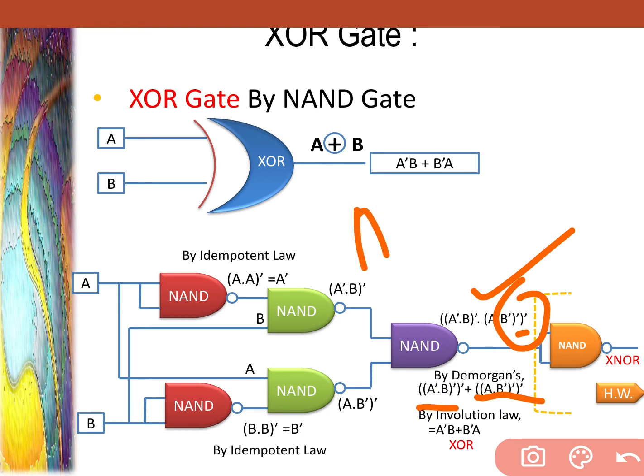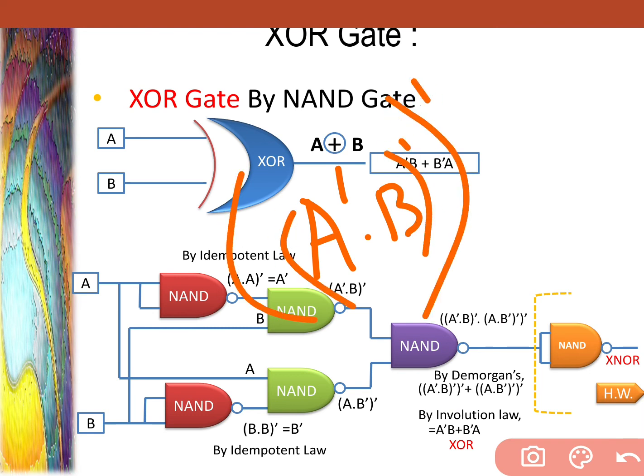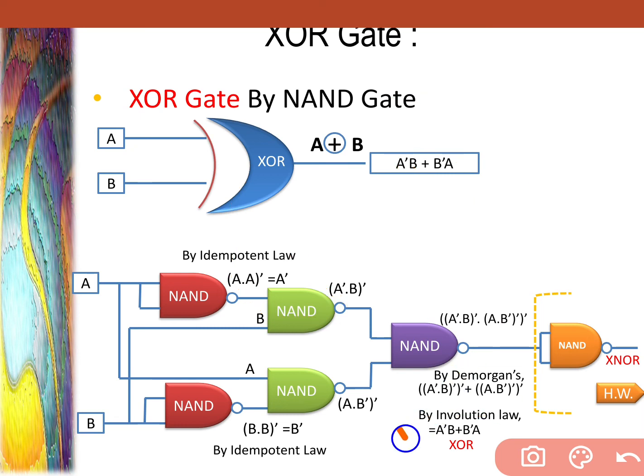See, in this way something is written: A dash dot B dash. If I'm having A dash dot B whole dash, then again I'm having dash. We can cancel it. That's why I'm applying the involution law, and I'm getting this one.